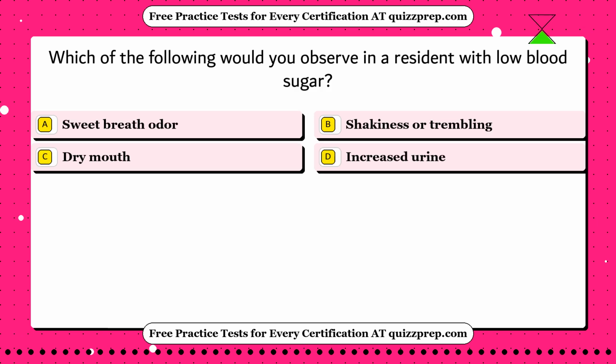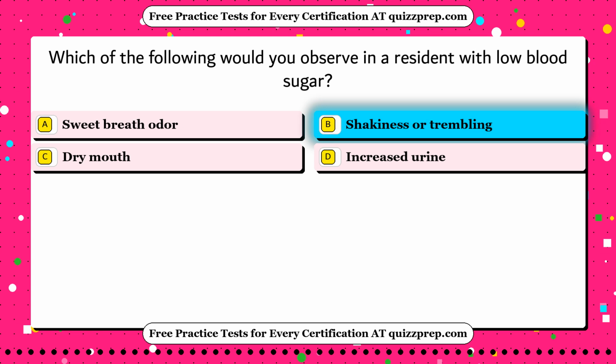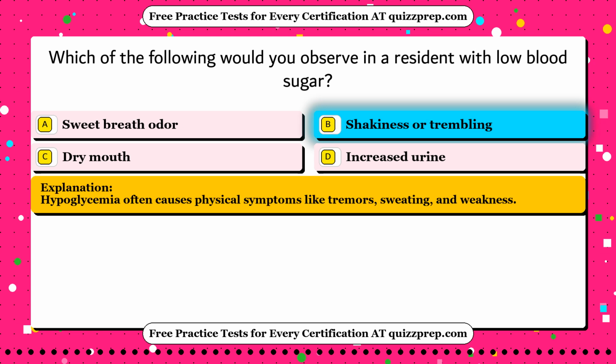Question 130. Which of the following would you observe in a resident with low blood sugar? Option A, sweet breath odor. Option B, shakiness or trembling. Option C, dry mouth. Option D, increased urine. The correct answer is option B, shakiness or trembling. Hypoglycemia often causes physical symptoms like tremors, sweating, and weakness.